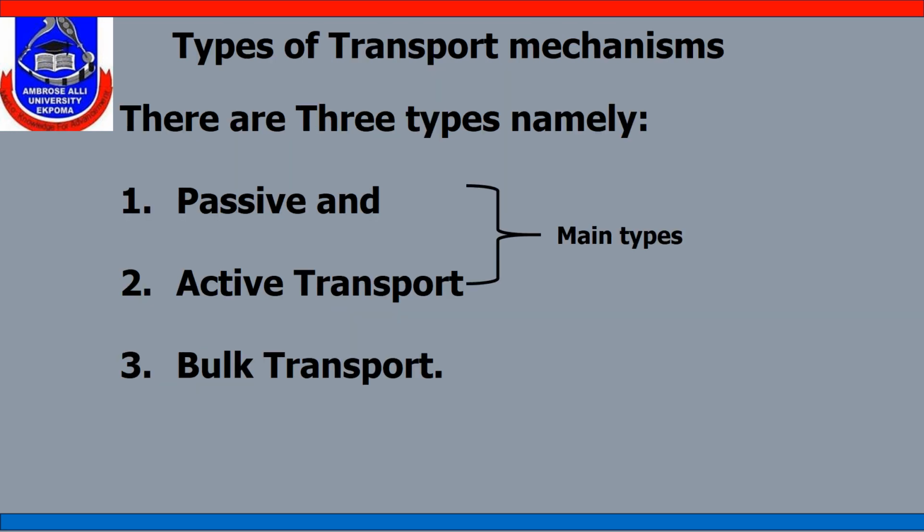Next, what are the mechanisms of transport across membranes? There are three types of mechanism, namely passive, active, and bulk transportation. Among these three, passive and active transport constitute the main types.